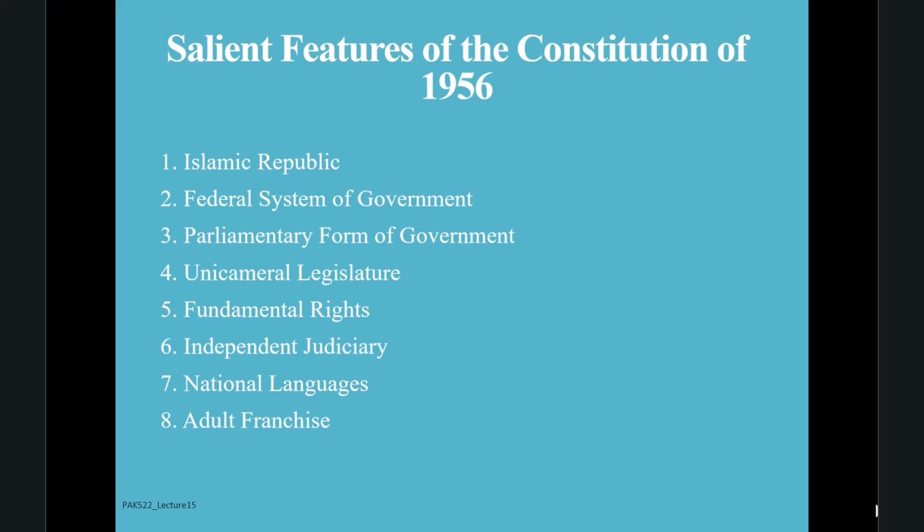Now the adult franchise. The Constitution introduced the principle of adult franchise, setting the age at 21 and allowing both men and women to vote equally.